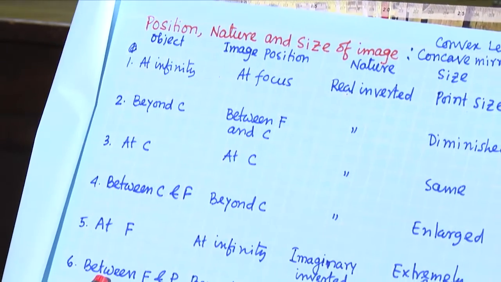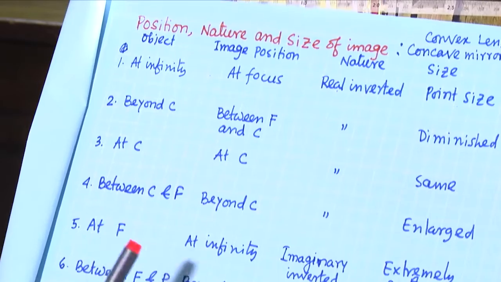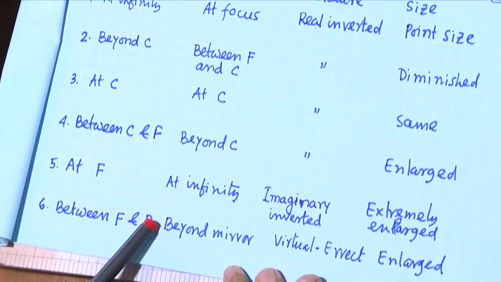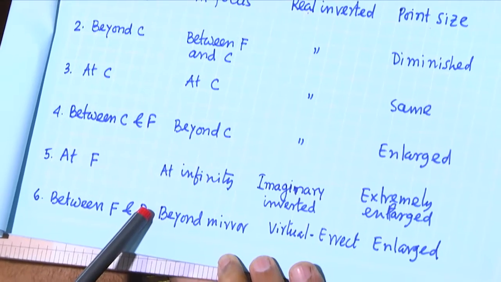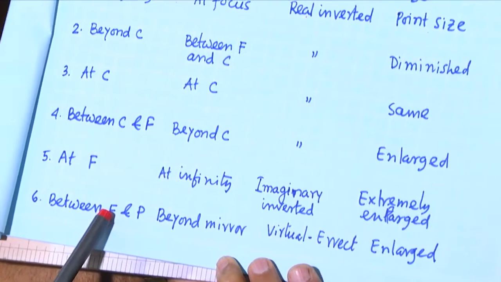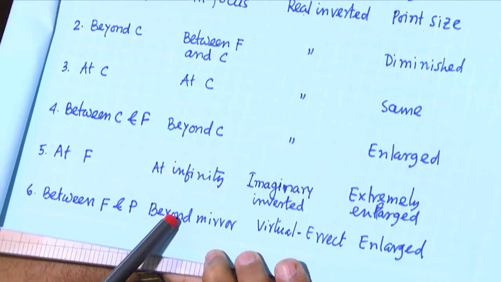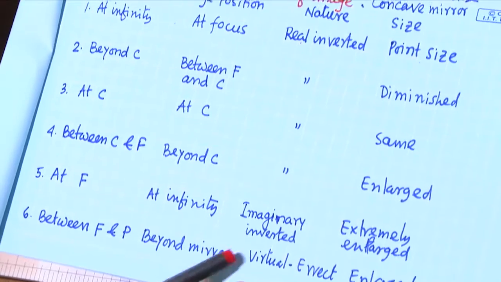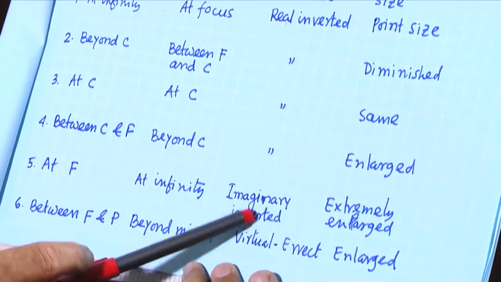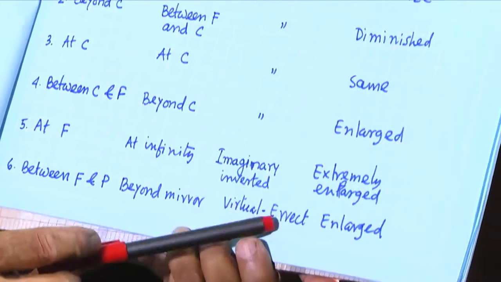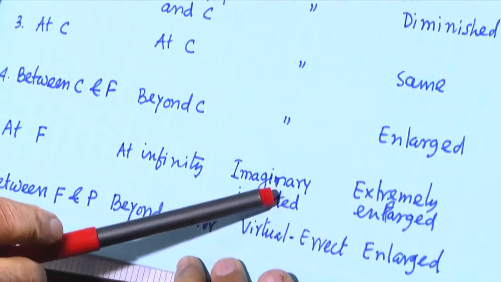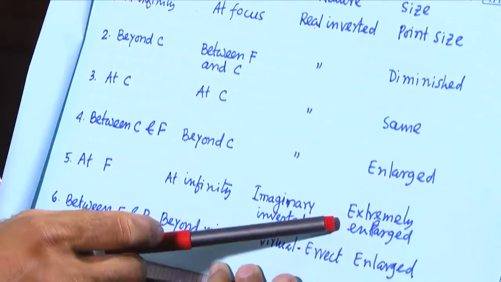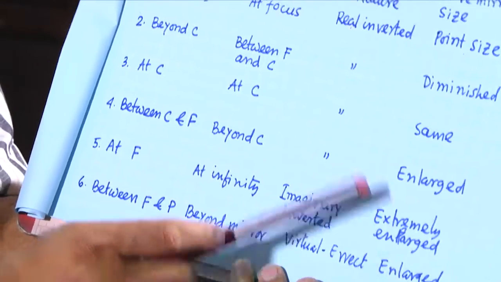So, if the position of the object is between F and P, the pole, the object distance is less than the focal length. Then you will get the image beyond the mirror, behind the mirror basically, and it will be virtual and erect. In all the other cases you get inverted, but in this case you will get a virtual, erect image. And it will be enlarged.